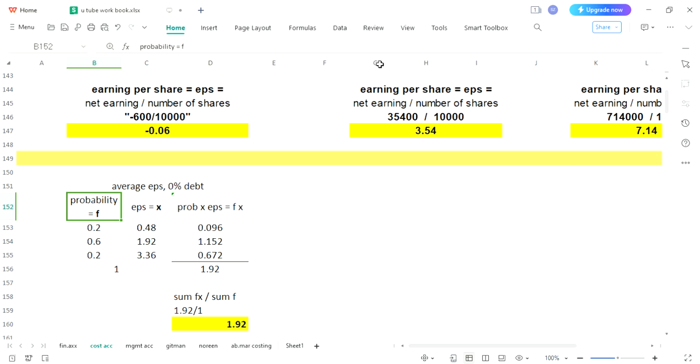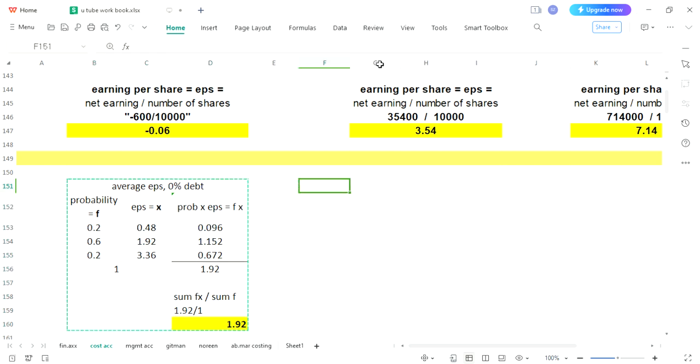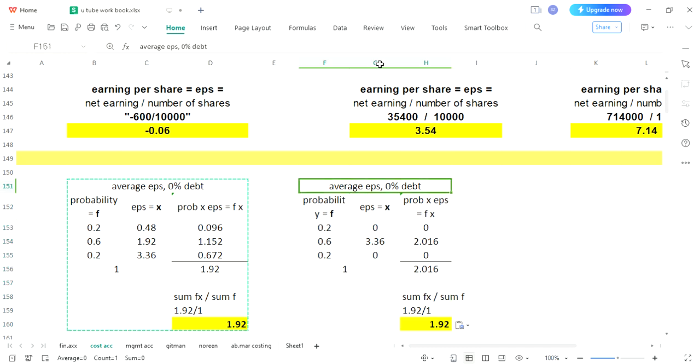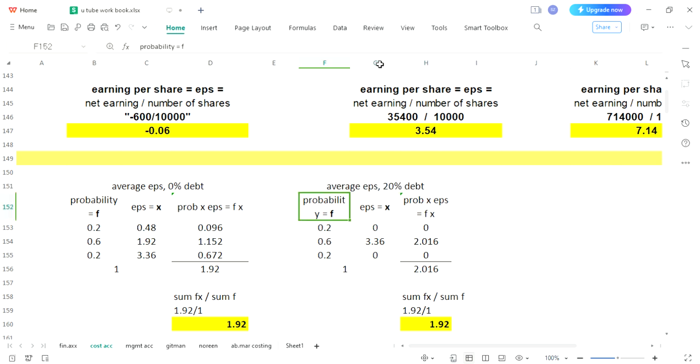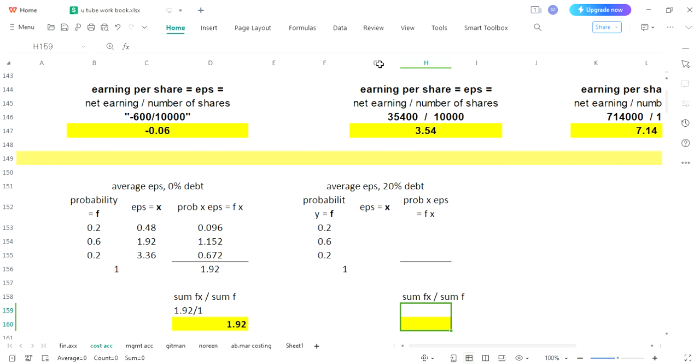You have a complete idea. We need to make 4 different parts, and we will use these headings for calculation of the next average. We will change it, and now we will see 20% debt. Again, everything would be similar except that these EPS are now not needed. Let's remove them, and these calculations are also not needed.